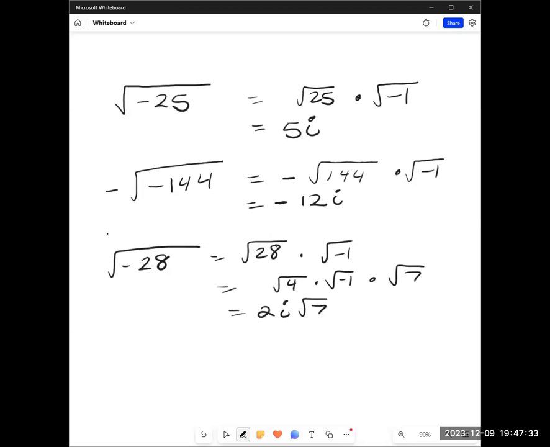I like writing my i out front of the square root part that's left over, just so it's clear it's on the outside and not the inside. But most textbooks and software applications want you to write the i last. So they would want you to write this as 2 times the square root of 7. You'd have to be very careful to make sure that you're outside of your square root sign before you write your i. It's very different to have the i inside the square root sign than outside the square root sign.